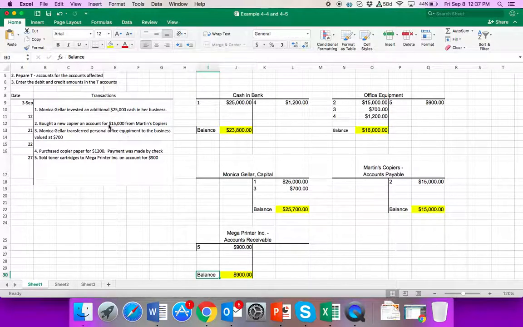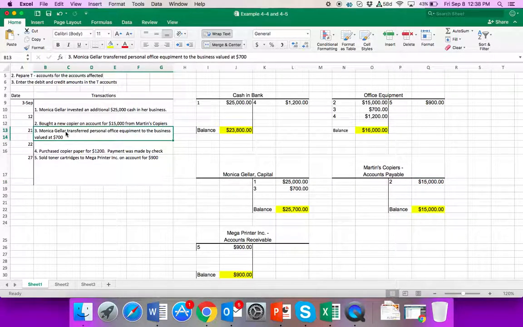Okay? The next one, bought a new copier on account from Martin's Copiers. Okay, so we bought a copier. That means we're increasing our office equipment. All right, and since office equipment is an asset, we're going to debit office equipment for $15,000. And since it says on account and we're buying it, that means we're going to pay for it later. It's going to go as a credit into accounts payable for Martin's Copiers.